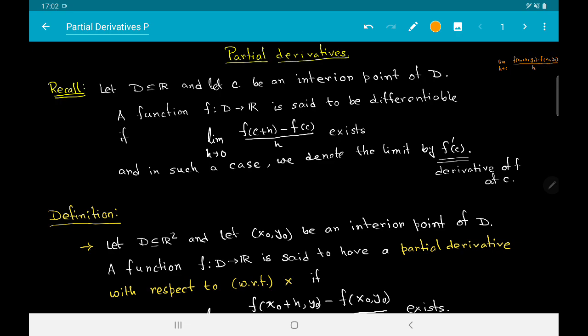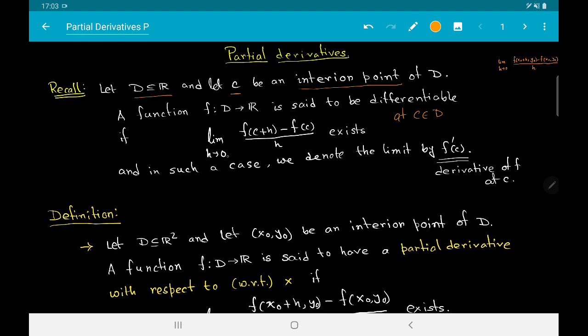So recall what was the definition of differentiation or derivative of a function when we talked about single variable real valued function. Suppose we had a subset D of R, and suppose that C was an interior point of D. Now a function f from D to R is said to be differentiable at the point C in D if the following limit exists.